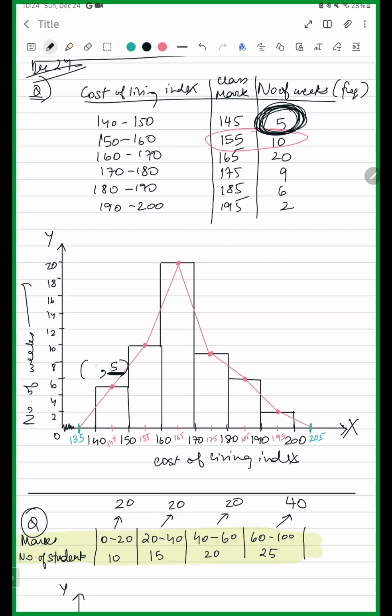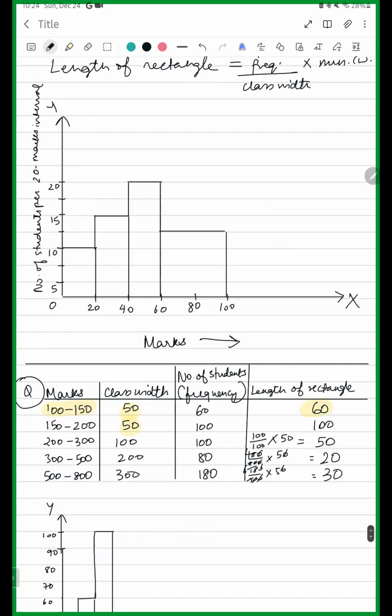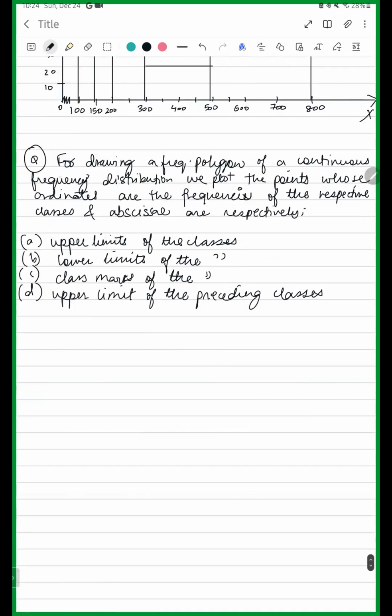But what is the abscissa, the x coordinate of this? Is it the upper limit of this class? Is it the lower limit of this class? Is it the upper limit of the preceding class? Or is it the class mark? As you can see, this point corresponds to 145, right? So 145 is the class mark. So the answer is going to be this one, C, class marks of the respective classes.